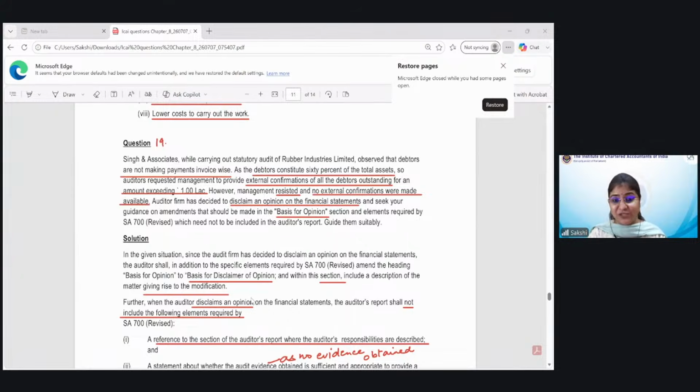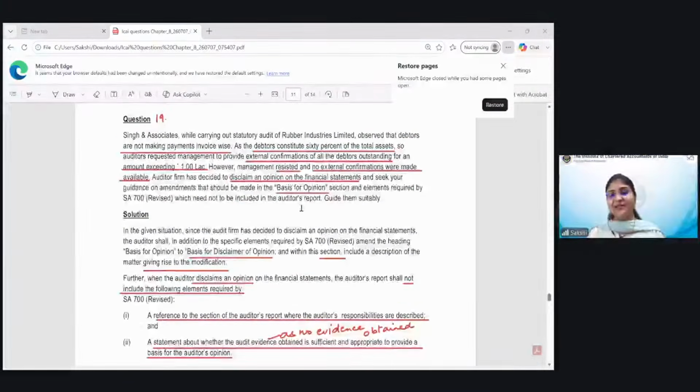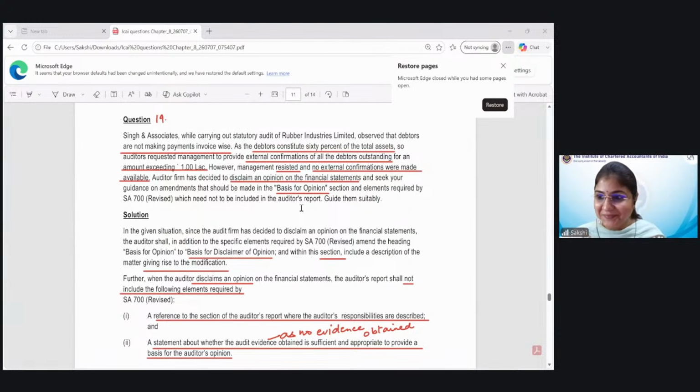See, beautiful question. Beautiful, I must say. Yes. In the given, see, read the question once again yourself. All of you read the question. So what is exactly happening? The auditor is asking for debtors' confirmation, but the management is not letting them have that. So they wish to disclaim. How should they go about it? Here it is, you have to mention.